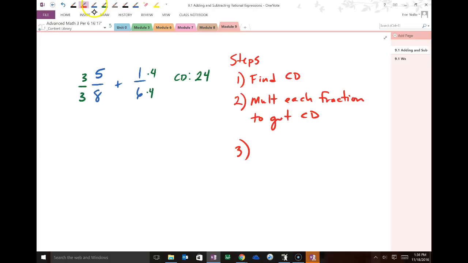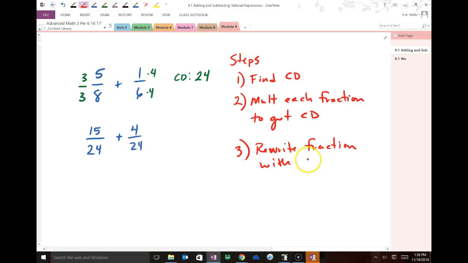Okay, so where do I go from here? What am I going to do with this one right here? You multiply it, okay? So we simplify, so this becomes 15 24ths, right? And then this other one becomes 4 24ths. So maybe we can say rewrite fractions with common denominators.